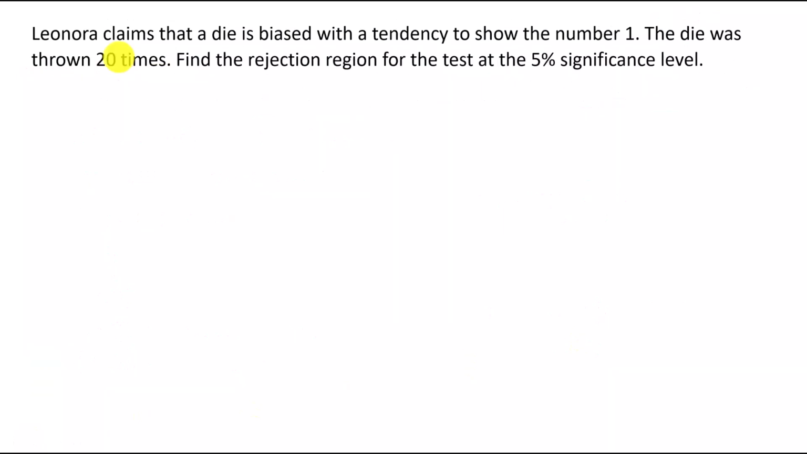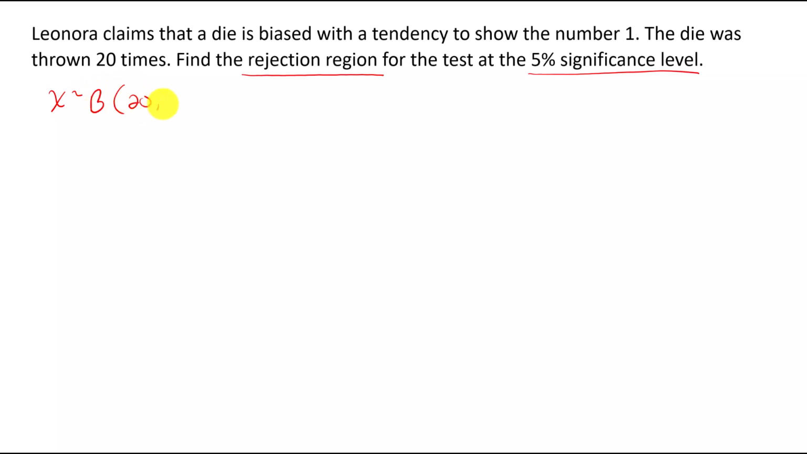And this is the example from the beginning. Lenora claims that a die is biased with a tendency to show the number 1. And the die was thrown 20 times. But now, instead of having values for how many times a 1 came up, we're just going to find the rejection region at 5% significance. So again, we're going to state the binomial distribution.